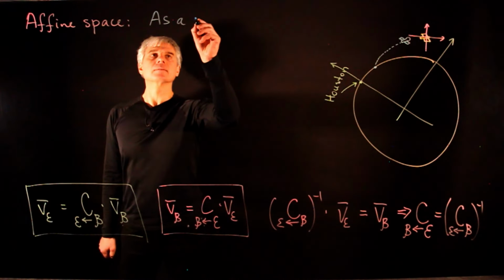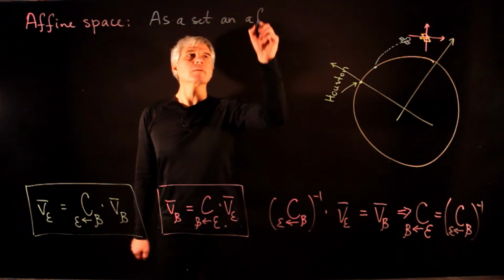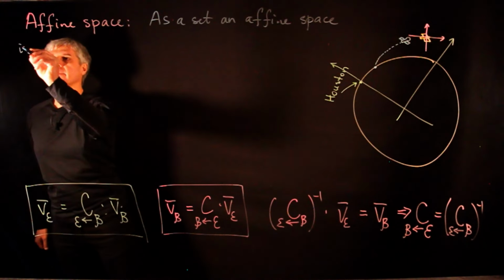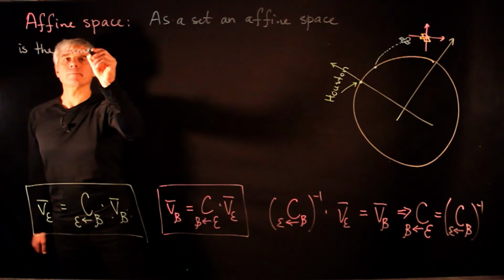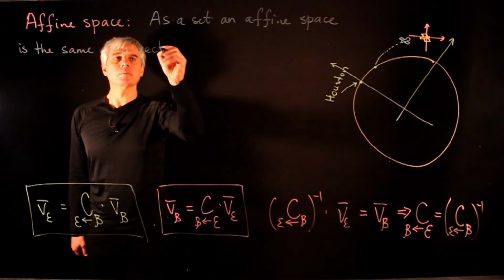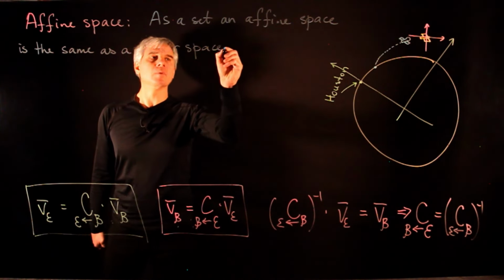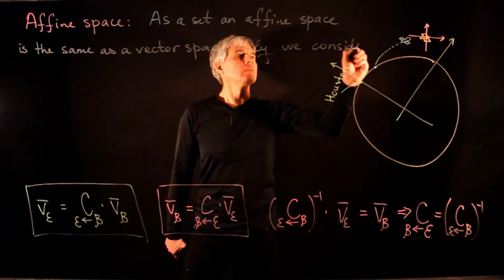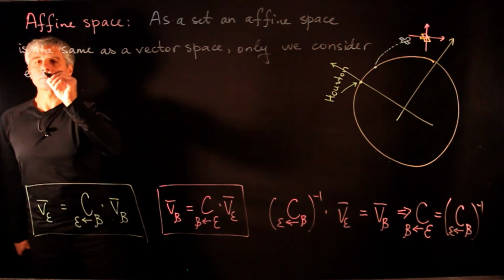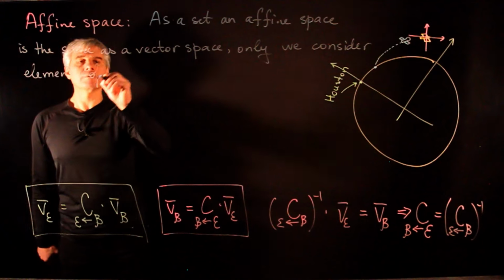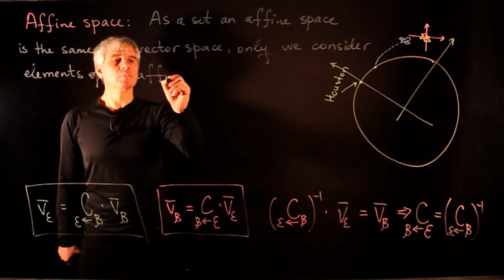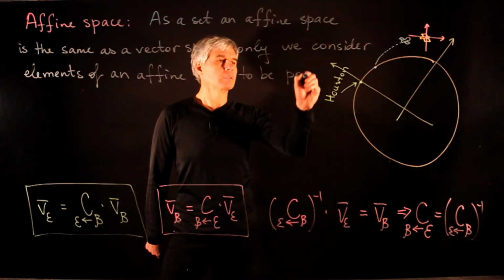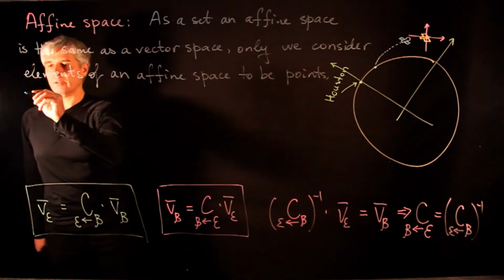As a set, an affine space is the same as a vector space, only we consider elements of an affine space to be points and not vectors.